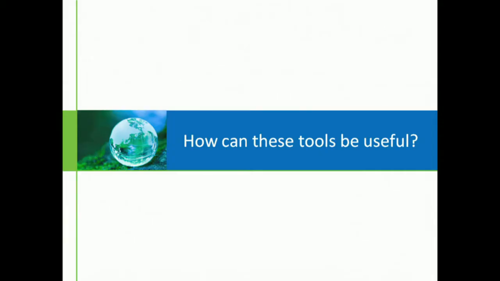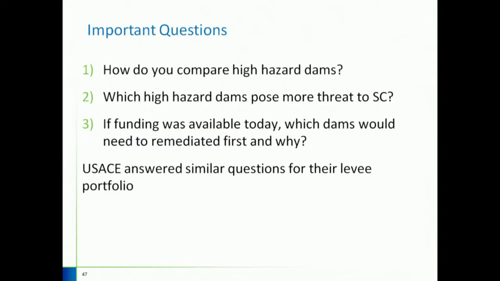Okay, so far I hope I haven't lost you guys. So let's see how these can be useful. Some questions. How do you compare high hazard dams? Say you have 400 of them, and you're looking at the 200th dam versus the 300th dam. How do you compare the two? Which one is more critical for you? How do you answer that question?